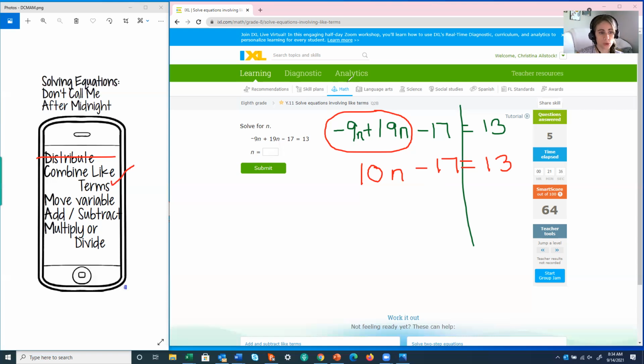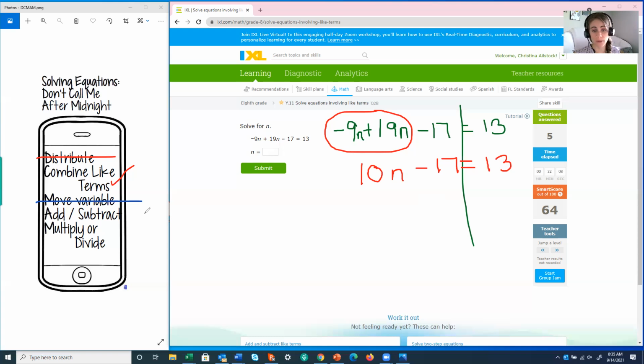Do we need to move the variable? Nope. I don't have a variable on both sides. No need to move them. Skip that step. How about adding or subtracting? Yes, this is why I wanted to do this one, because this is our first one that we need to do adding or subtracting. We have 17 being subtracted from our variable term. 17 is being subtracted from our 10n. So we do need to deal with that.